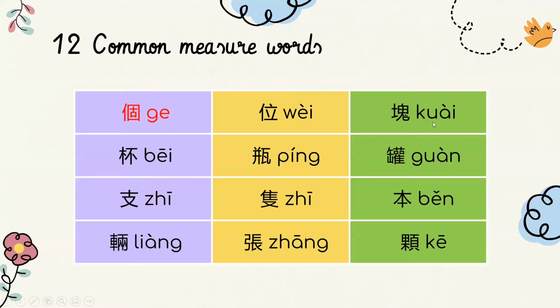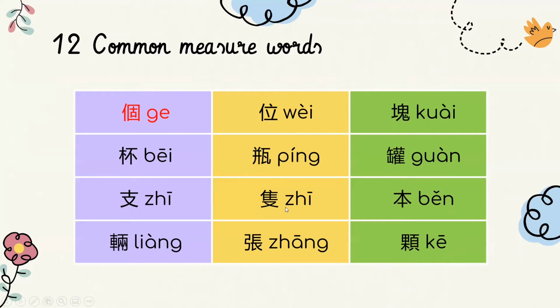块, 罐, 本, 颗. So these are the 12 common measure words we will use in our daily life.